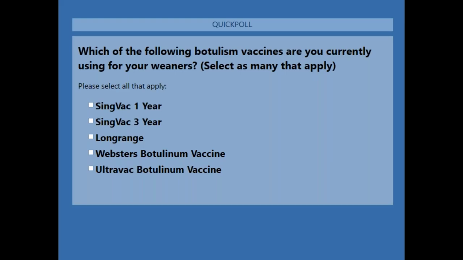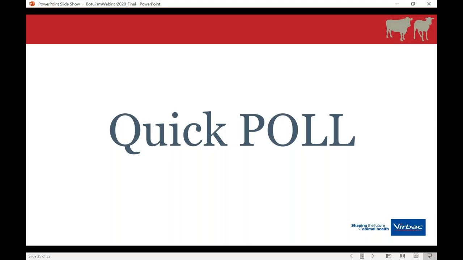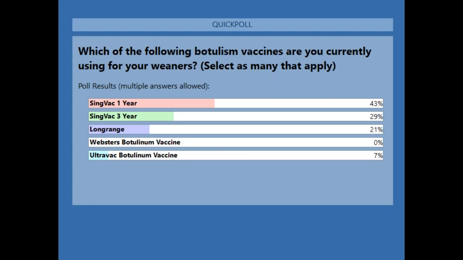Which of the following botulism vaccines are you currently using for your weaners? Select as many that apply. All right, a couple more seconds. All right, I'll just close that off now. So I'll just share the results. For the weaners, we've got a high majority using Singvac 1 year, 29% using Singvac 3 year, 21% using Long Range, and 7% using UltraVac botulinum.